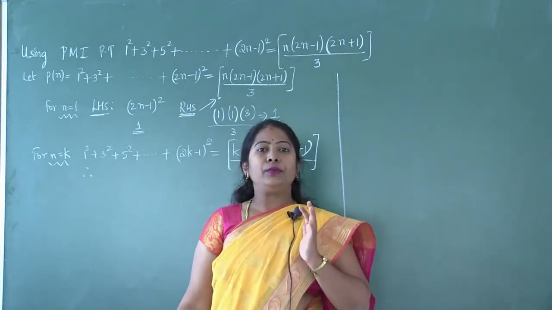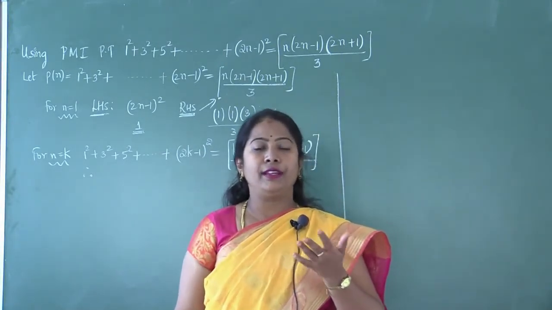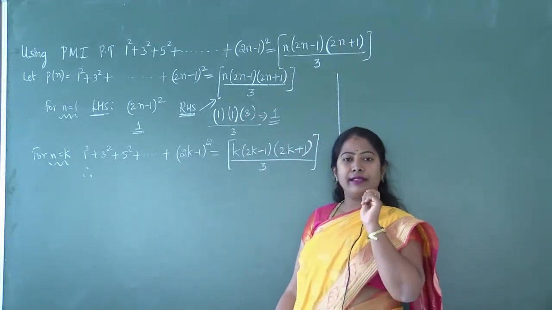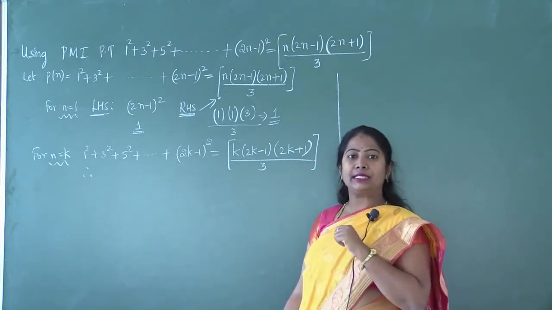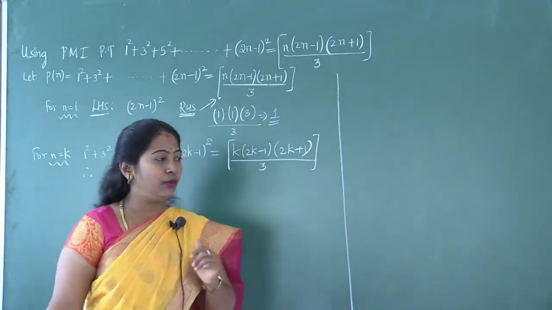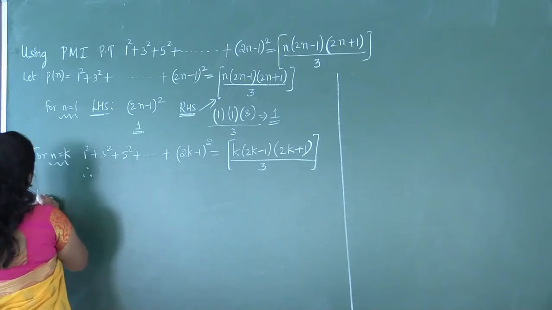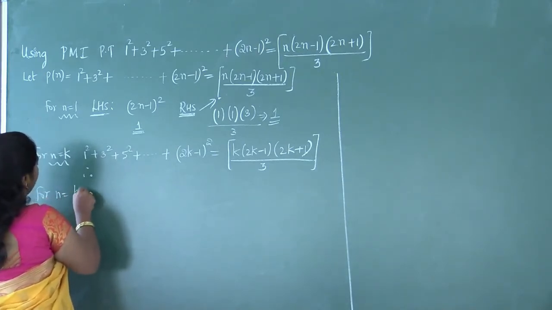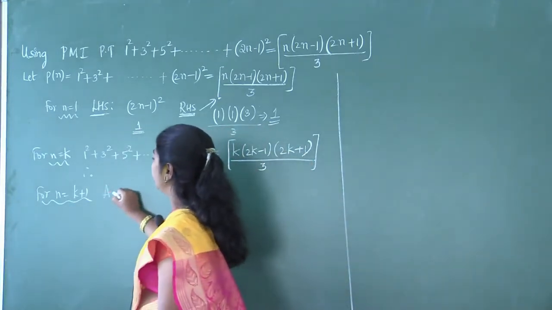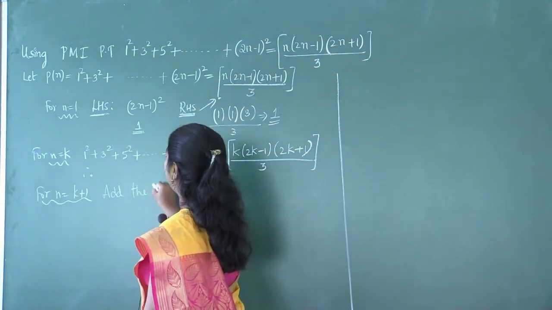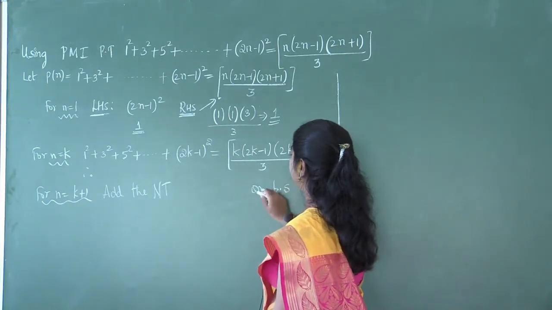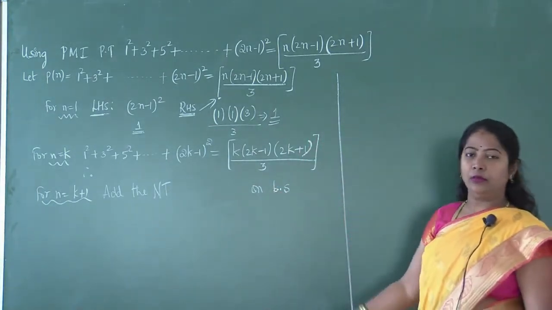So for us to prove the given statement is true for n equal to k plus 1, what do we do? When you observe the question, after each term there is an addition operation. So in this step, we are going to add the next term on both the sides. For n is equal to k plus 1, add the next term on both the sides.